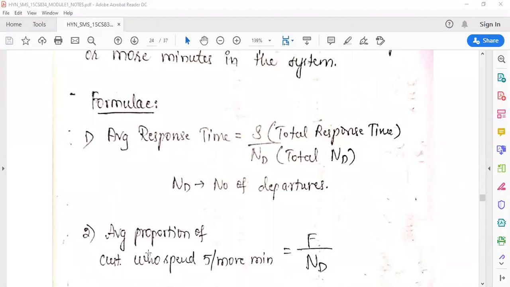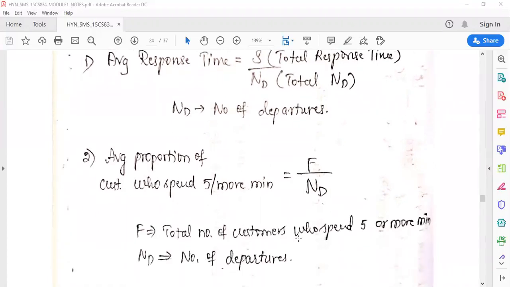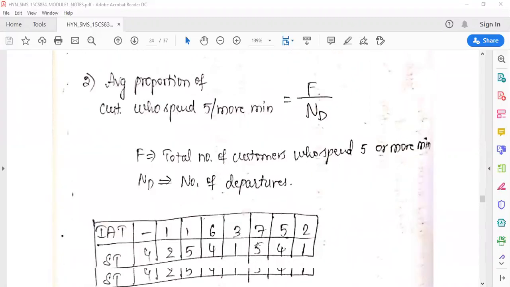Next, the average proportion of customers who have spent some amount of time. It can be 5 or more minutes, 4 or more minutes, or 3 or more minutes, so depending on the question, you have to calculate. The average proportion of customers who spend 5 or more minutes is equal to F by ND. You have to remember two formulas here: one for response time, S divided by ND, and the formula for mean proportion of customers, F divided by ND. F is the total number of customers who have spent 5 or more minutes, and ND is the number of departures.